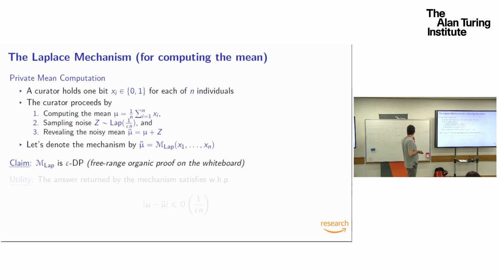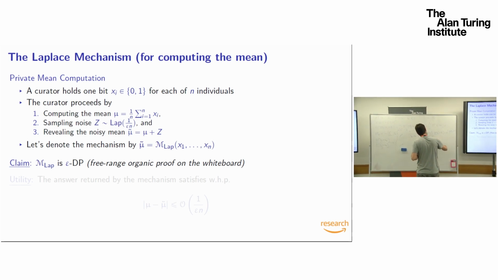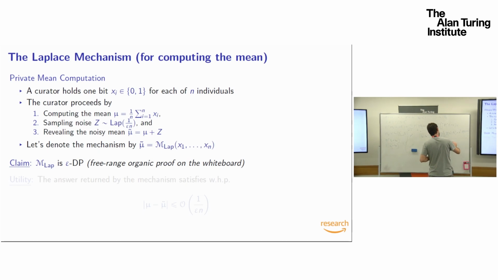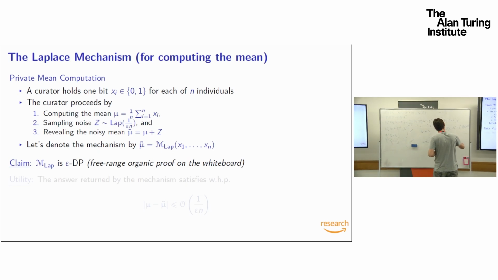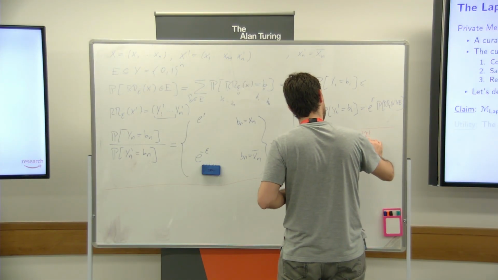And again, I was planning to do the proof. In the interest of time, I won't do all of it, but there's just one thing that is going to be convenient to recall, which is the density of the Laplace distribution. The density of a Laplace distribution with parameter b and mean 0 for a certain output y is 1 over 2b times e to the minus absolute value of y divided by b.